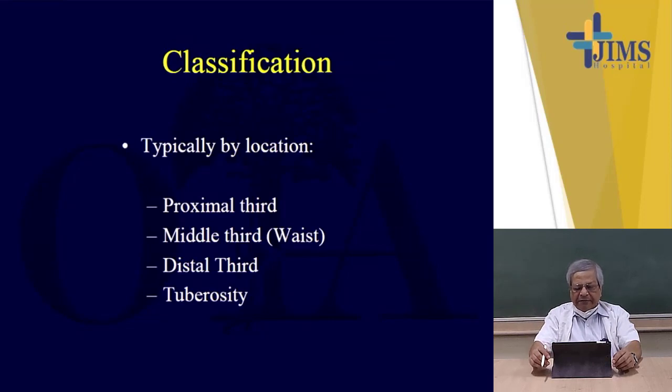How do we classify the fracture scaphoid? The reason for classification is that prognosis differs, typically by location. Either it's a proximal third fracture, or a middle third fracture, or a distal third fracture, or a tuberosity fracture. The middle third or waist fractures are most common.